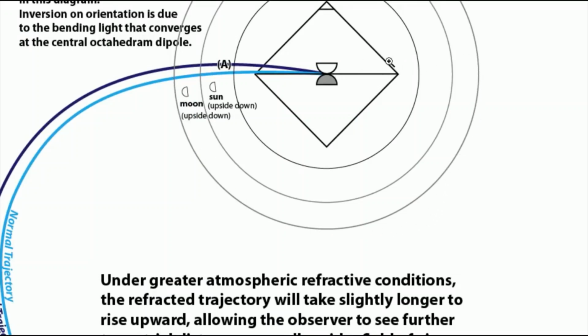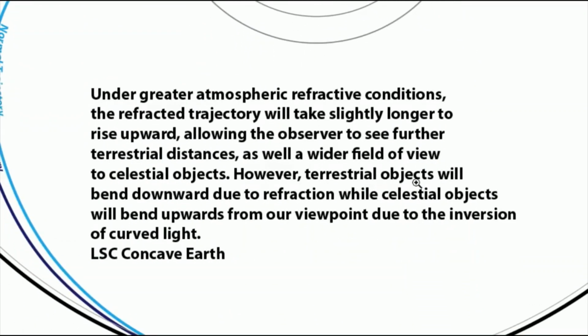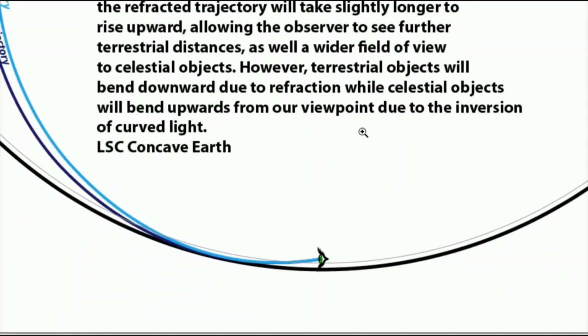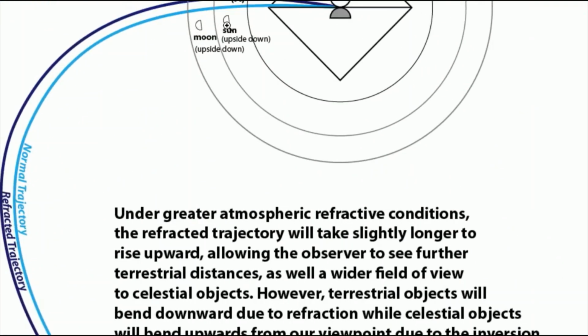So it's going to give you a wider field of view of the sky. It's going to enlarge your field of view. However, terrestrial objects will bend downward due to refraction, like I mentioned before, while celestial objects will bend upward from our viewpoint. Okay, they're not actually bending the objects in the sky. They're just enhancing your field of view of the sky.